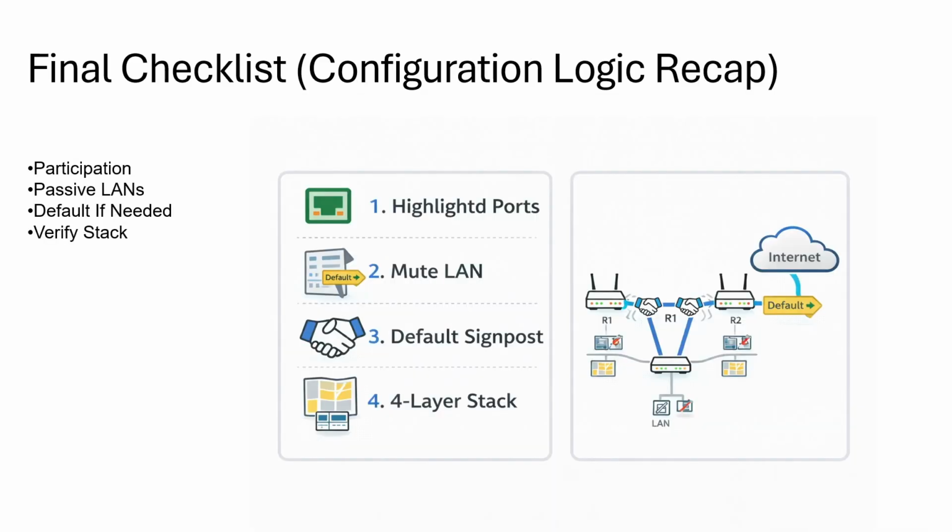Let's summarize the configuration logic into one clean checklist. To make single area OSPF work, you need to do 4 things. 1. Choose interface participation. Enable OSPF only on interfaces that should be part of the routing domain. 2. Control neighbor formation using passive interface. Use passive interface on LAN-facing links to advertise the network without sending hellos. 3. Inject the default route when needed. If one router is the exit to the outside, it advertises a default route into OSPF, so internal routers know where to send unknown traffic.